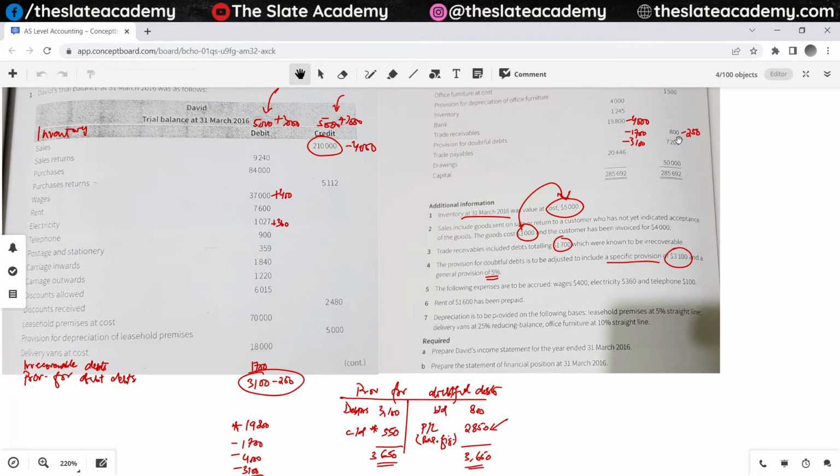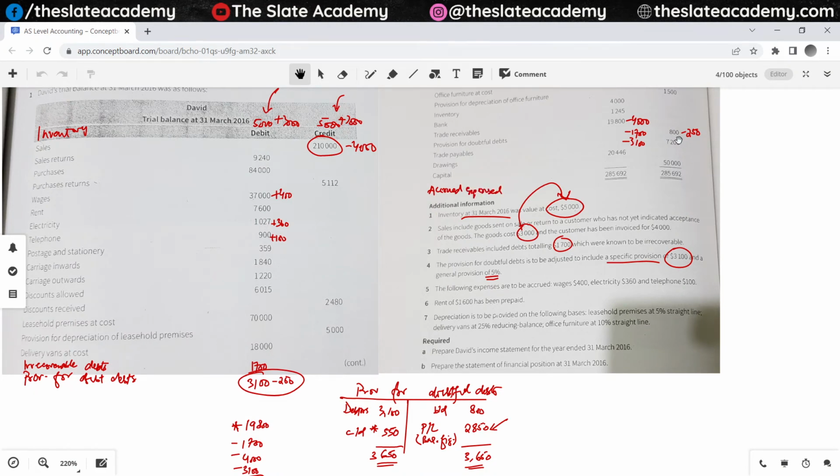And then there is telephone 100. So to this 900, I add 100. But this would disturb the trial balance. I've added something on the debit side that would be balanced by accrued expenses, which is a liability. So all these expenses, they are accrued. We have incurred these expenses but not yet paid for them.